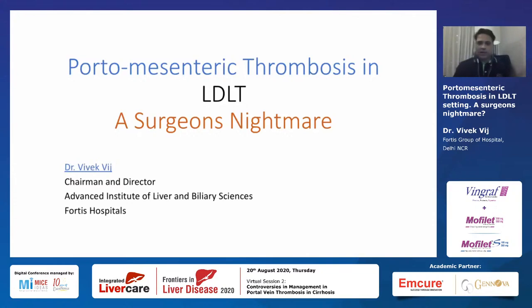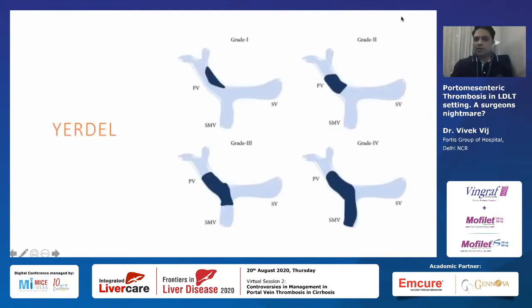So without wasting time, I would start by saying that yes, it's a nightmare sometimes, because portal vein thrombosis actually checks what all problems are there in the operation theater. So, Yerdel classification, everybody knows, grade 1 to grade 4. It's more of an anatomical classification, but this is a very incomplete kind of classification, and there are many other classifications, 9 or 10, which I remember. There are 10 classifications, and there have to be other components of classifying portal vein thrombosis.